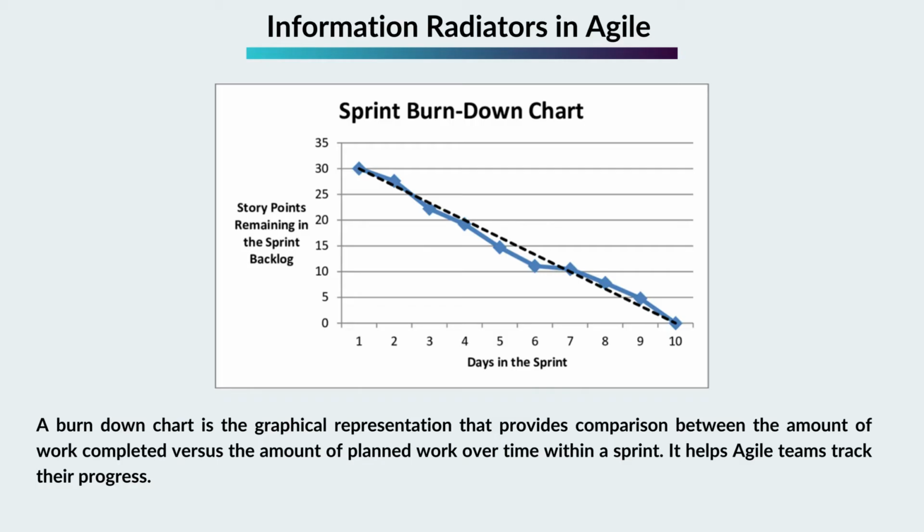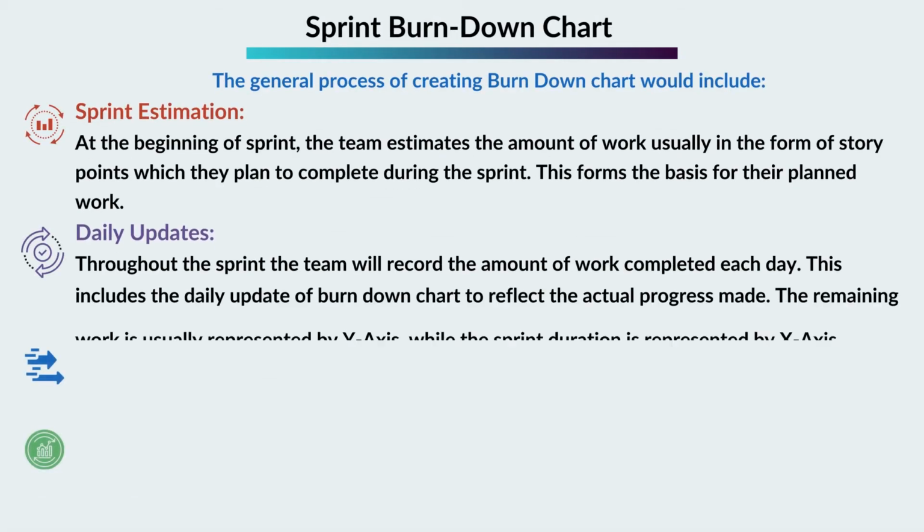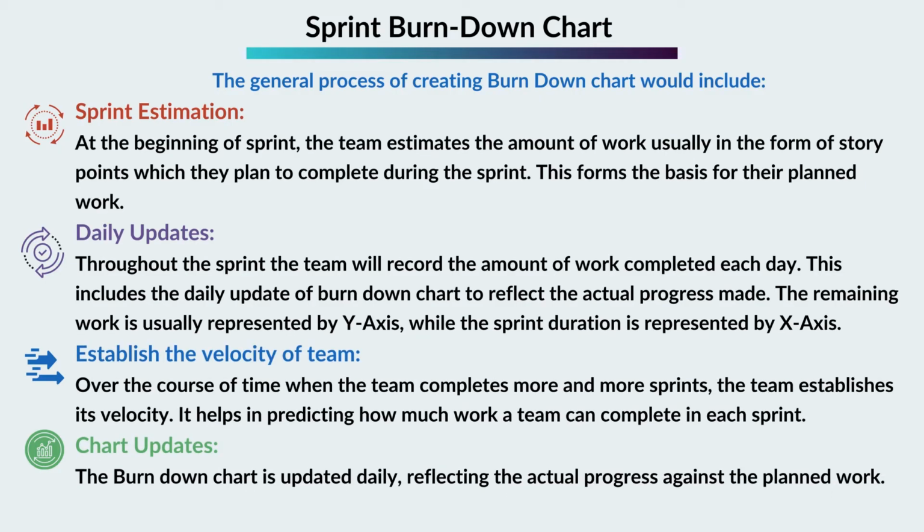The general process of creating burn-down chart would include: sprint estimation. At the beginning of sprint, the team estimates the amount of work, usually in the form of story points, which they plan to complete during the sprint. This forms the basis for their planned work. Daily updates. Throughout the sprint, the team will record the amount of work completed each day. This includes the daily update of burn-down chart to reflect the actual progress made. The remaining work is usually represented by y-axis, while the sprint duration is represented by x-axis. Establish the velocity of team.